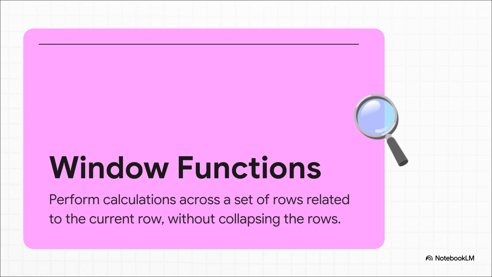And here's the absolute key difference. Regular aggregate functions, like sum or count, collapse a bunch of rows down into one single result. Window functions are different. They do a calculation across a whole window of rows, but they keep all the original rows. This is what lets you do amazing things like ranking, running totals, and moving averages.